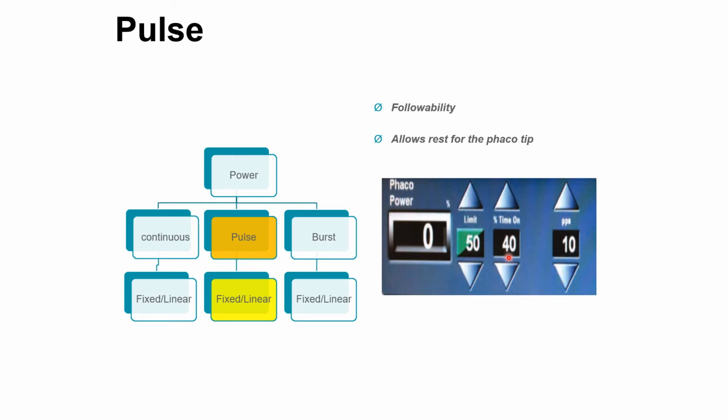This is, however, the pulse per second. How many pulses will be delivered inside the eye per second? And what would be the on time? Because, as I said before, pulses will have an on and an off time. So what percent of time will the tip be traveling and what percent of time will the tip be resting? So 40% you have chosen over here. That means the tip will be resting 60% of the time.